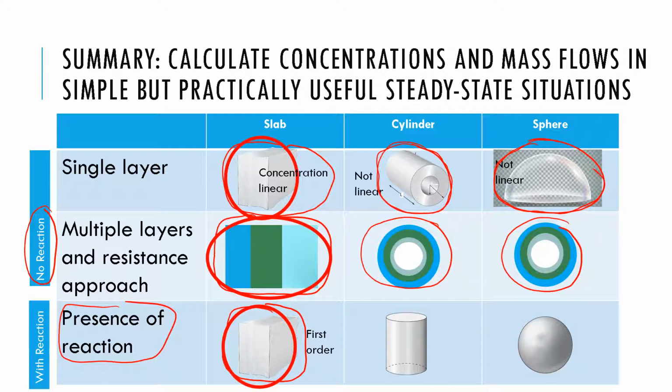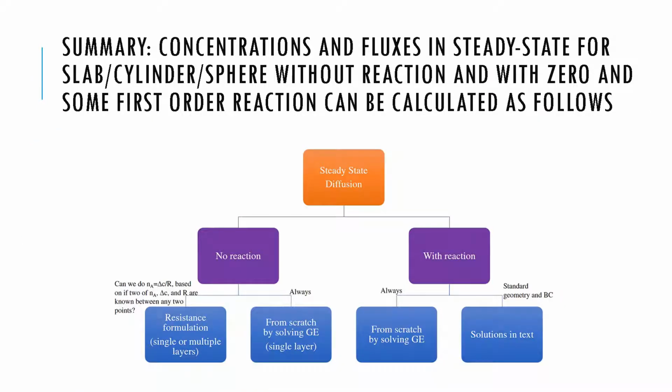Now, when reaction is present, analytical solutions for these other two geometries get harder unless it's zeroth order reaction. Zeroth order reaction for slab and cylinder, we can readily start from governing equation, boundary conditions, and get our concentration profile and flux. Another way to summarize for problem solving this chapter on steady state diffusion is as follows.